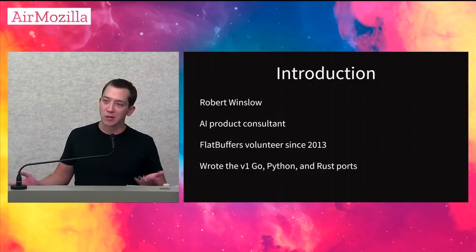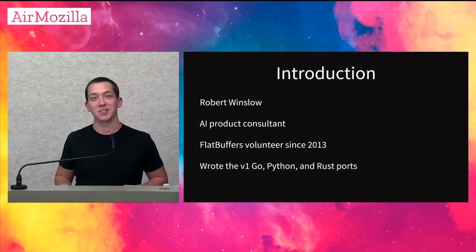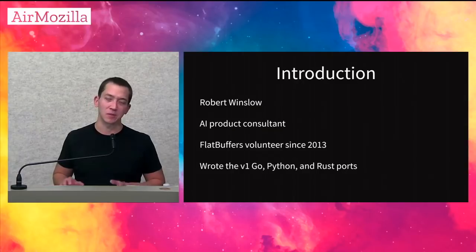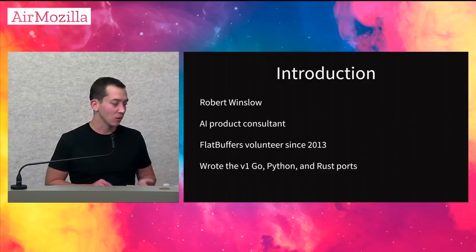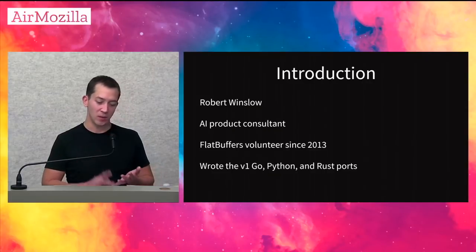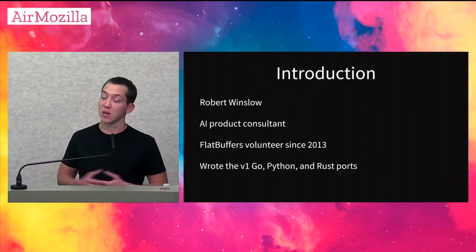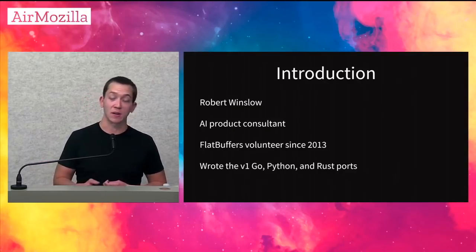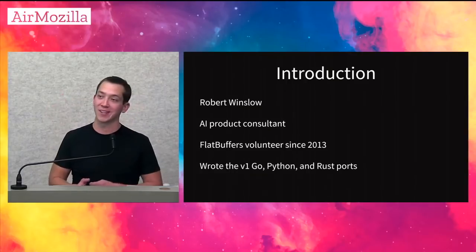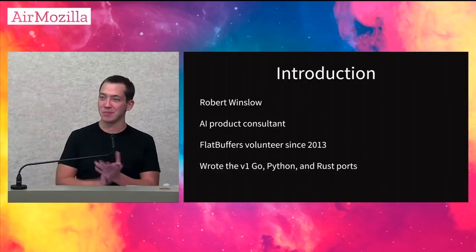My name is Robert Winslow. I'm an artificial intelligence product consultant. It's kind of a new thing, but it's very exciting. I've been volunteering on the Flatbuffers project since 2013. And before the Rust port, I wrote the Go and the Python ports as well. So I've been involved a long time. Just as a sidebar, the creator of the project is actually here tonight. Wouter is back there in the corner. If everybody wave for him, maybe.